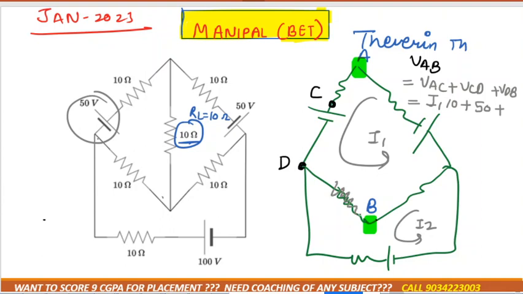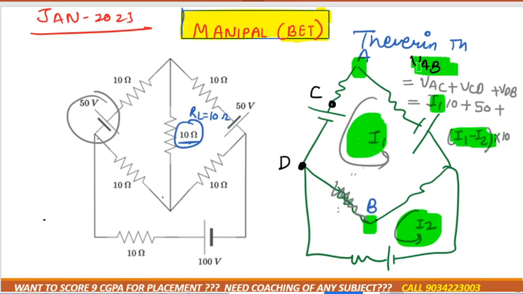Then this is the middle volt, where the current would be I1 minus I2 multiplied by 10. Simple. Now, with the two variables and two equations, get the values of I1 and I2, then substitute the values of I1 and I2 over here, and we'll get the answer, right?